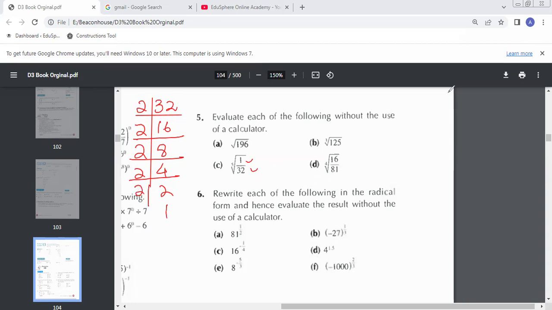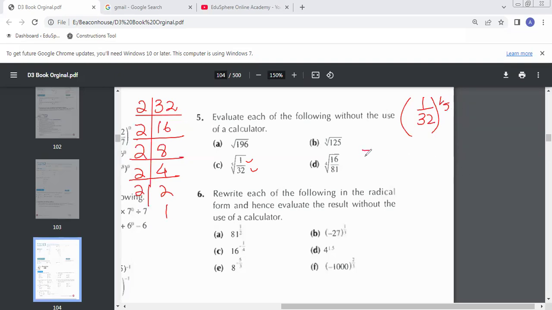So now I'm going to write 1 by 32. Instead of writing this 5 root, I'm going to put the power as 1 by 5. As I told you, all the powers on the root are actually in the form of a fraction, in the form of a reciprocal. So it's 1 by 5.